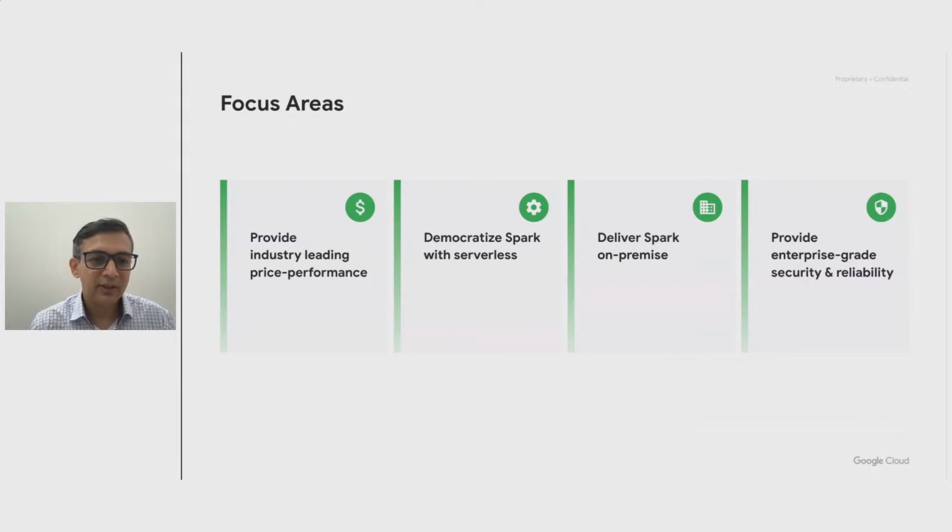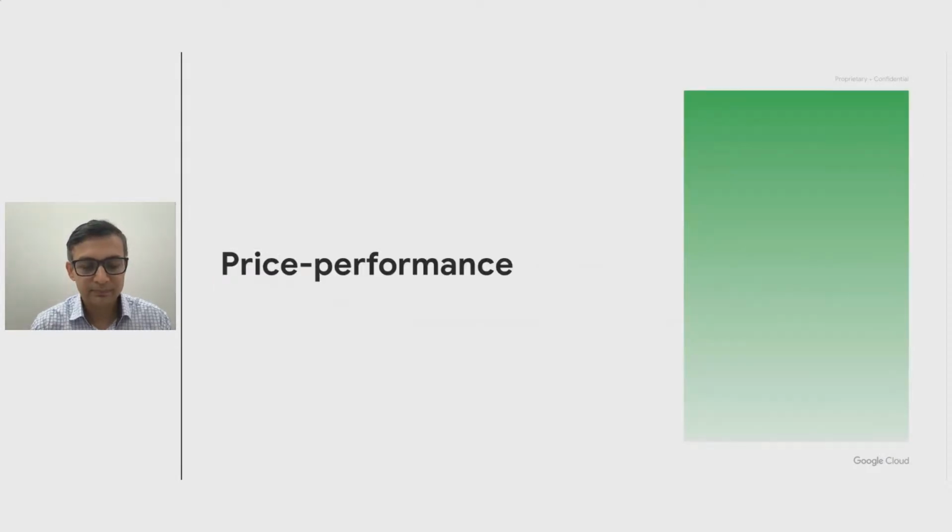In terms of the focus areas for our roadmap, we focus on 4 things. One, providing industry-leading price performance for Spark. Second, we are democratizing Spark with serverless and making it a cloud-native service. Third, if you have data that needs to stay back on-prem for regulatory reasons, we can provide Spark on-prem through Google Distributed Cloud. And finally, we are heavily focused on security and compliance as well as reliability, which I'll touch upon. So as we look at each of these areas one by one, the first one is price performance.